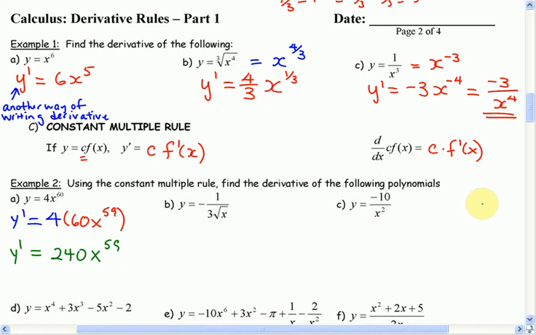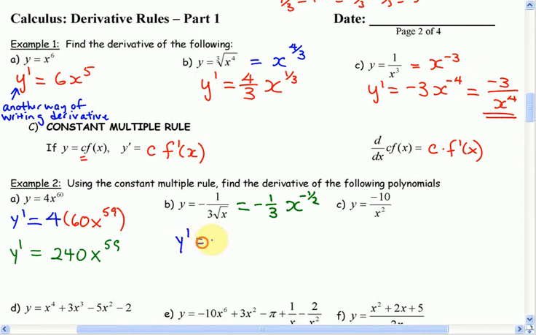Okay, ladies and gentlemen, let's do part B here. This looks messy, so can you please write this as a constant multiplied by a power of x? Now, what's 1 over root x as a power of x? What's root x as a power? Half. Yeah, and because it's in the denominator, it must be negative half. Good. Now go ahead and find the derivative.